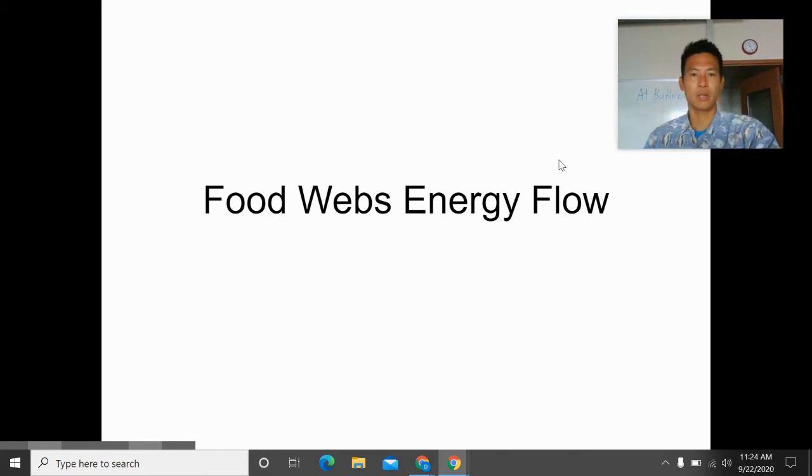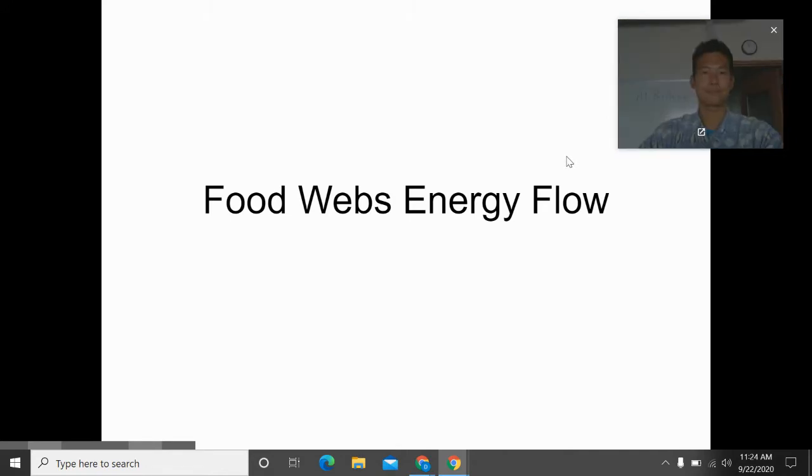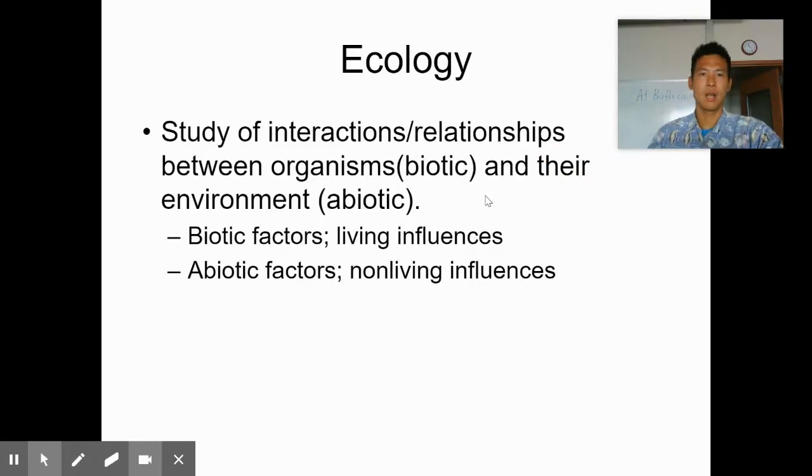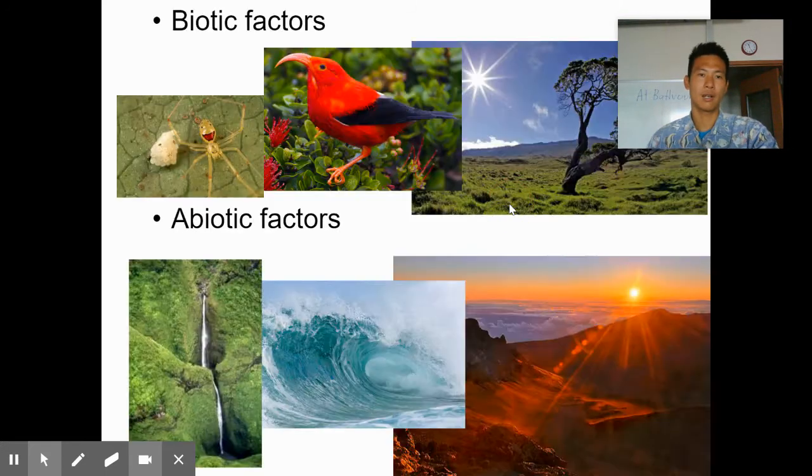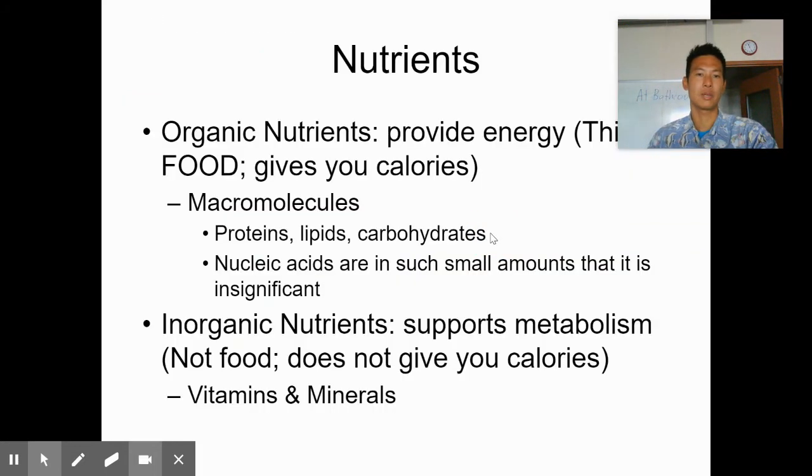Okay, guys, today we're going to cover energy flow. It's also known as the lesson on food webs and food chains. Remember, we are still in the study of ecology. We are studying interactions. Here are your biotic factors, living influences, and then your abiotic factors, non living influences.